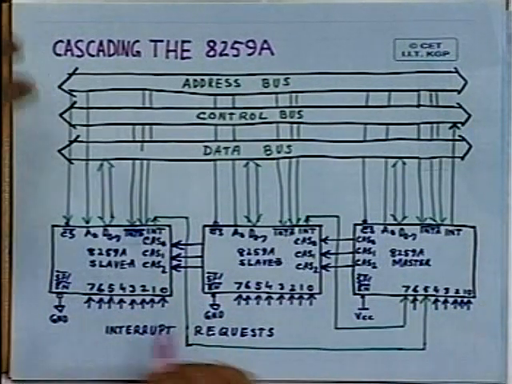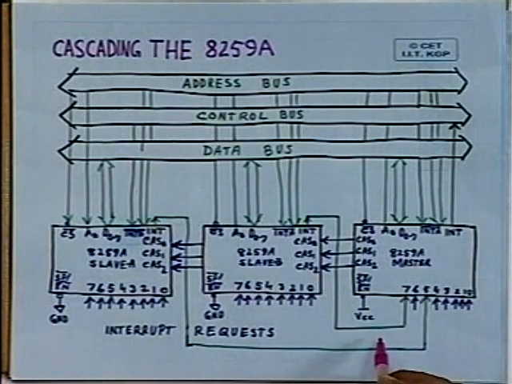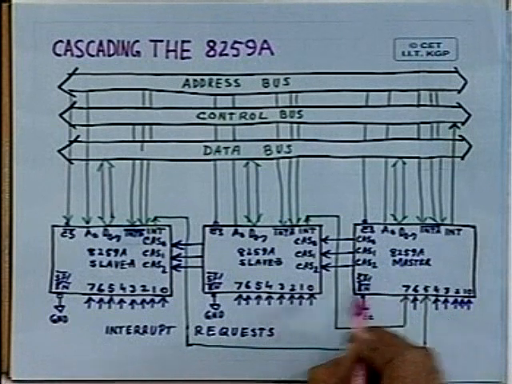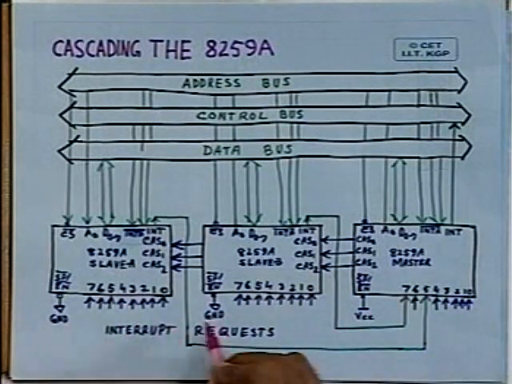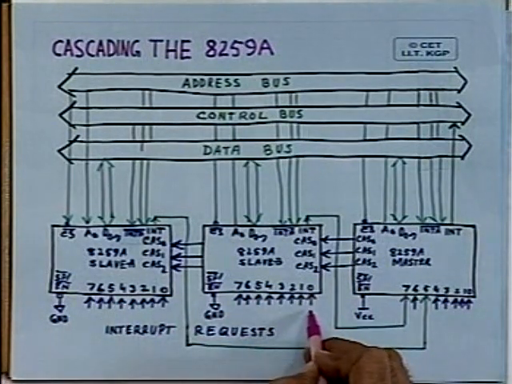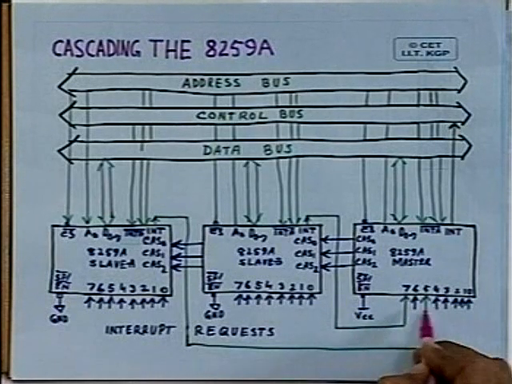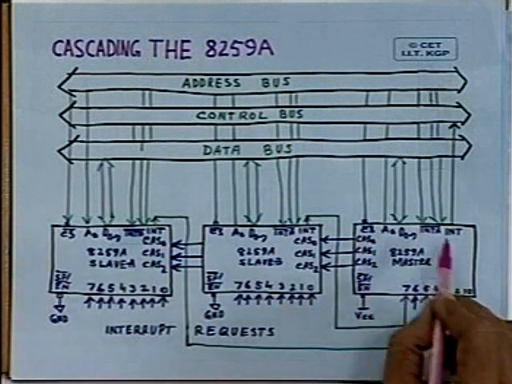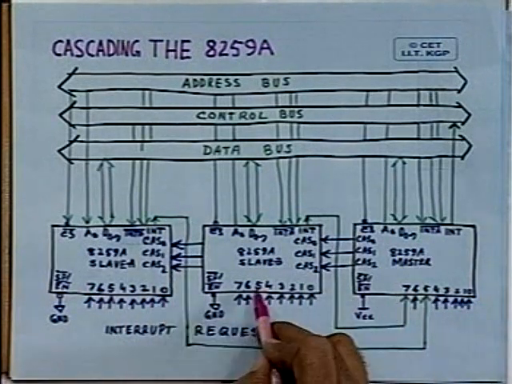Now, in this case, as you can see here, what is the total number of inputs? Say we have got one master and two slaves. You can see here 8 plus 8, 16, plus 6. So you have got 22 interrupt inputs that can be serviced with the help of three devices.